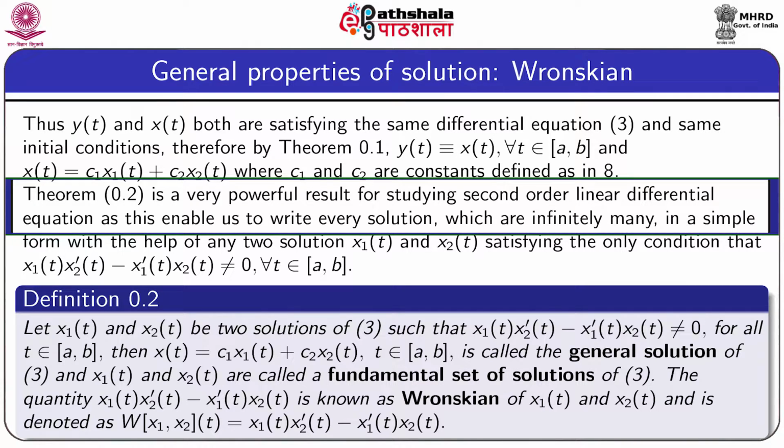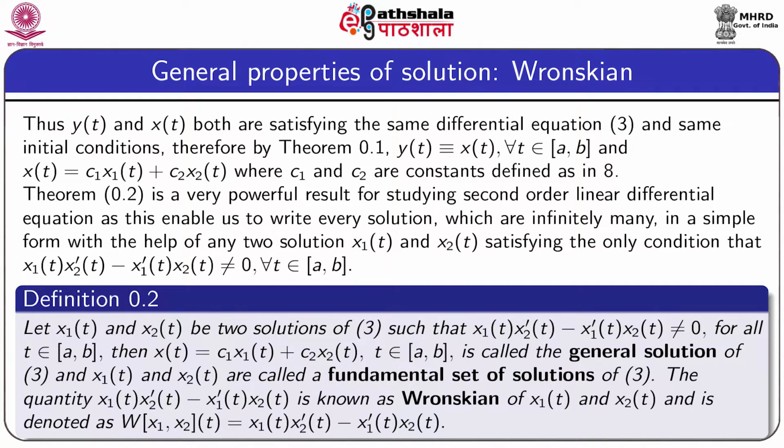Theorem 0.2 is a very powerful result for studying the second order linear differential equation, as this enables us to write every solution, of which there are infinitely many, in a simple form with the help of any two solutions x1(t) and x2(t), satisfying the only condition that x1(t) x2'(t) minus x1'(t) x2(t) is not equal to 0 for all t belonging to the closed interval [a, b].